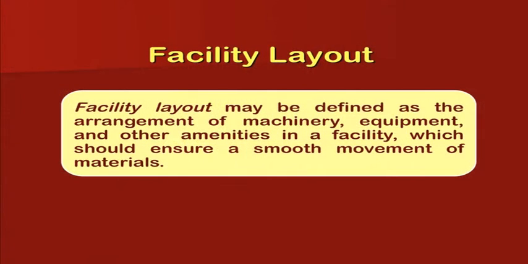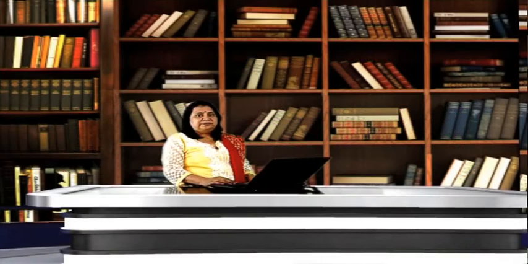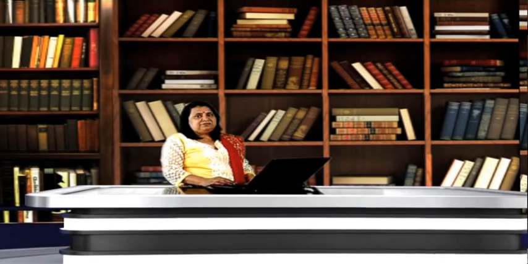Facility layout. Facility layout may be defined as the arrangement of machinery, equipment and other amenities in a facility which should ensure a smooth movement of materials. Now, because we are in organizations where materials are moving, where people are sitting and where all the functions are being done, we are going to decide a layout so that with minimum movements and with minimum wastage of resources, the functions can be done in an effective and efficient way.